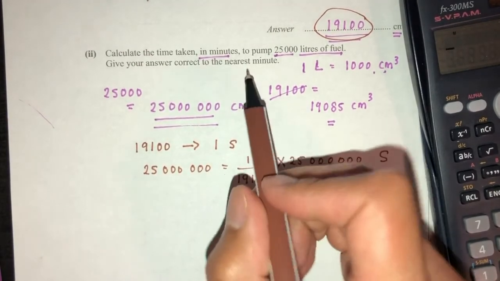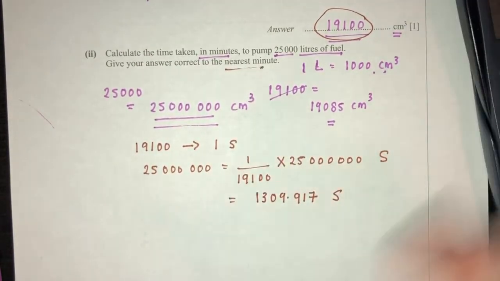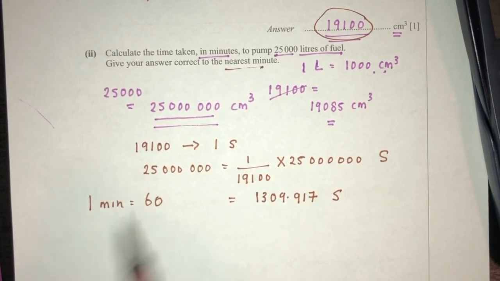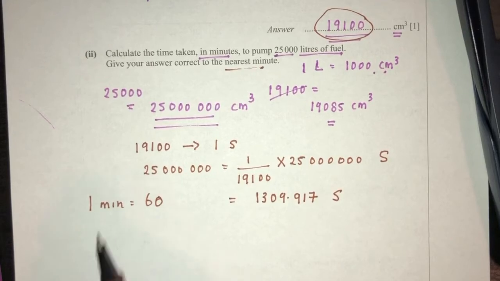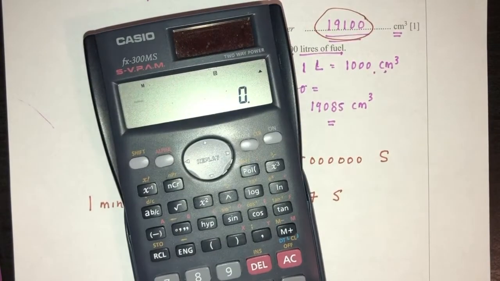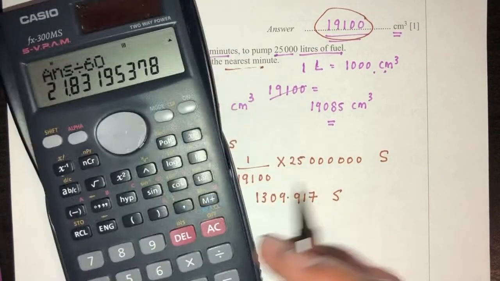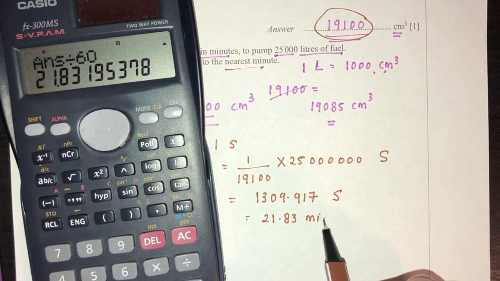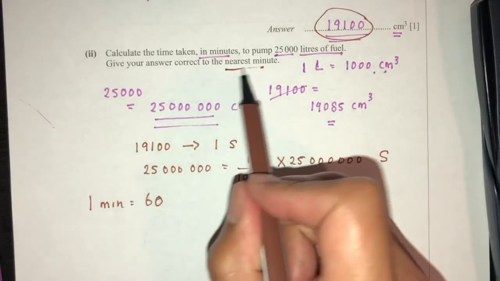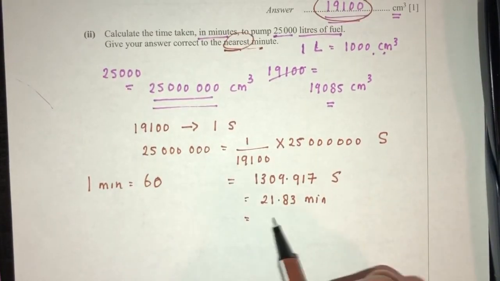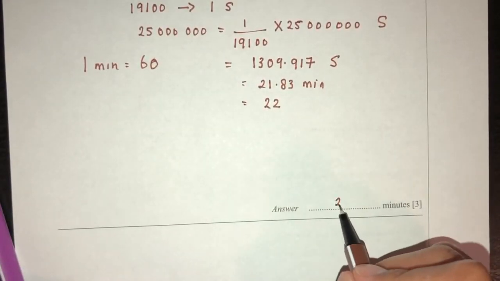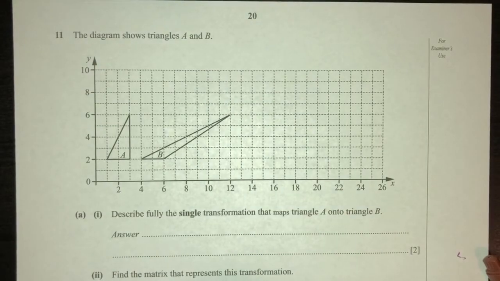You have to give your answer correct to the nearest minute. Now we know that 1 minute is equal to 60 seconds. So how do you convert seconds to minutes? You have to divide by 60. So answer divided by 60, that will be about 21.83 minutes. So answer correct to the nearest minute, it has to be 22 minutes. So your answer part 2 will be 22 minutes. And that is question number 10. So let's move on to question 11.